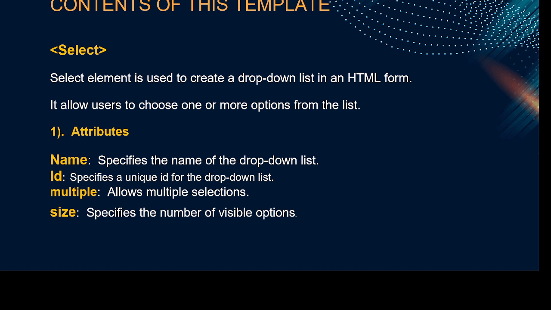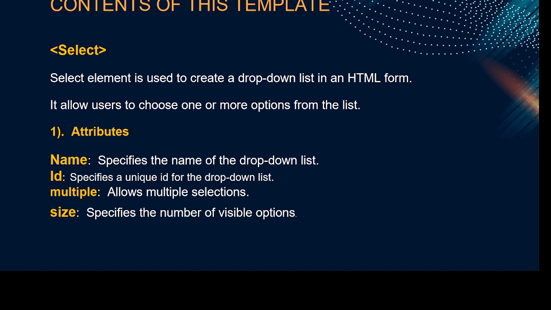In this template, I want to talk about the select. As you can see, the select element is used to create a drop-down list in an HTML form. It allows users to choose one or more options from the list. For example, a heading or navigation bar is important. When you have a select or multiple choice in your website, you have to use the select tag, and this element is very important for drop-down lists.